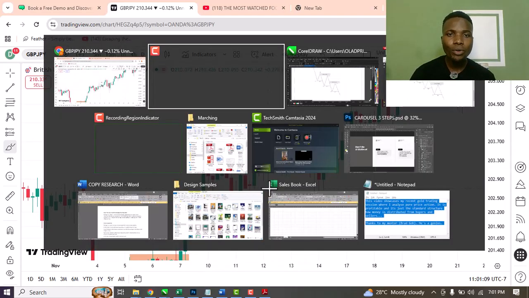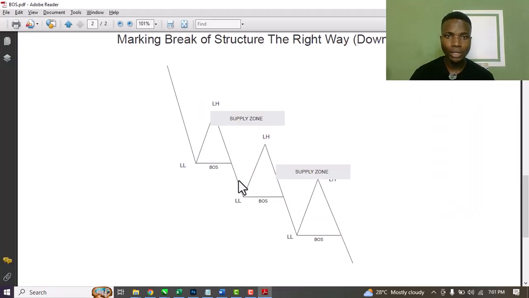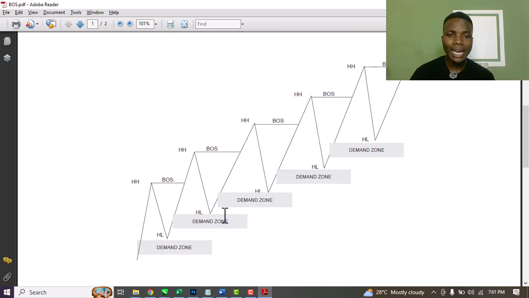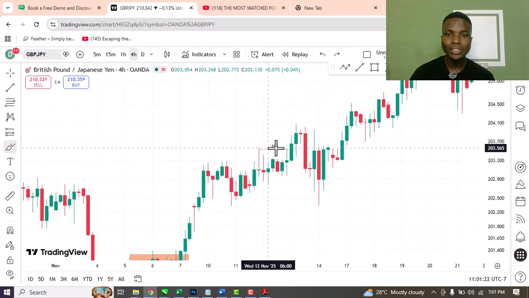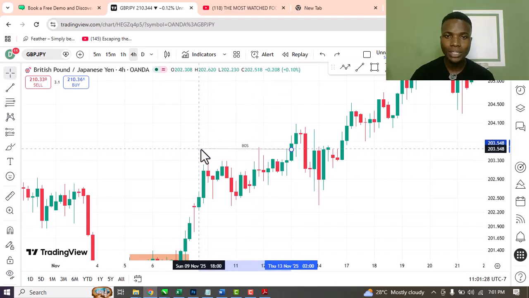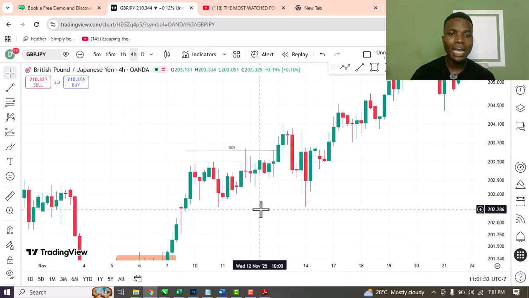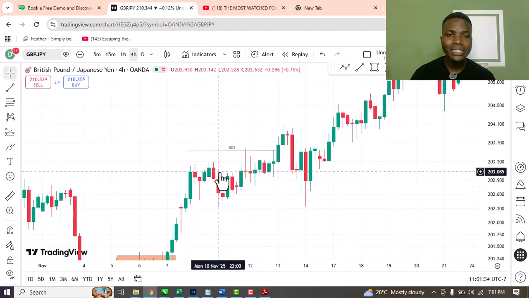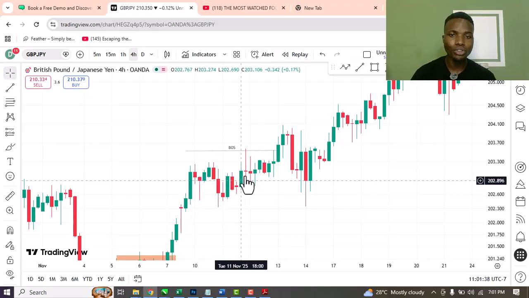Now let me go to this skeletal drawing. You know that I said that there is a demand zone below every break of structure. So now look at this chart again. Where do we see our demand zone right here? How can we identify our demand zone? We can identify our demand zone where sellers lose power and buyers begin to take control of price.